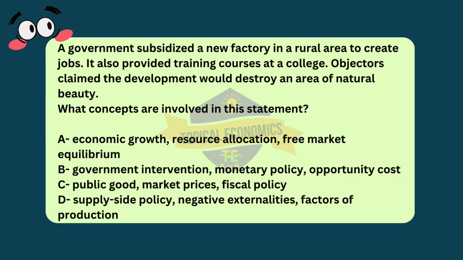The other options don't fit as well with the focus on supply-side policy. Option A, economic growth, resource allocation, free market equilibrium, relates to broader economic concepts but doesn't directly capture the essence of supply-side policy. Option B, government intervention, monetary policy, opportunity cost, is more focused on macroeconomic policy, particularly demand-side measures and decision-making. Lastly, option C, public good, market prices, fiscal policy, relates to different economic issues, especially public goods and fiscal policy, which aren't the primary focus of supply-side policies.